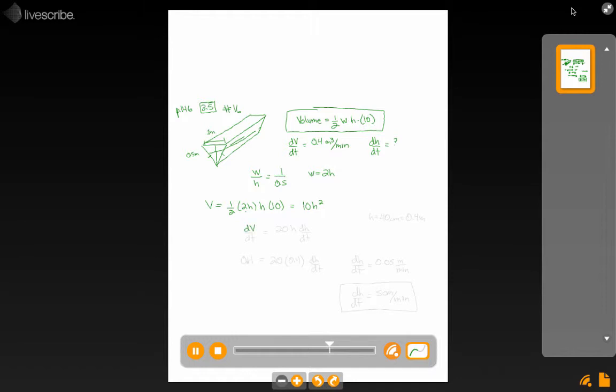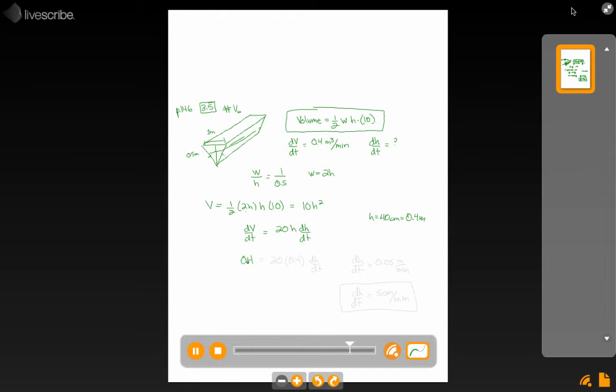Now, when I take the derivative with respect to time, I get dV by dt equals 20h dH by dt. I have some given numbers in the question, like dV by dt is 0.4, and I have also been given the fact that the water is 40 centimeters deep at this instant. So the height, or the depth of the water, is 40 centimeters, which is 0.4 meters. So I put in some numbers here.